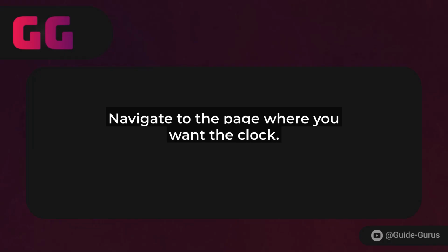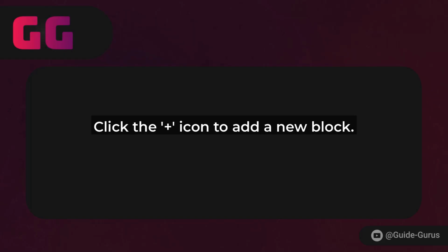Step 1. Click the plus icon at the bottom of your page to add a new block. This opens up a menu of options. Step 2. In the menu, type to access the command palette, then search for embed and select it. This allows you to bring in external content seamlessly.